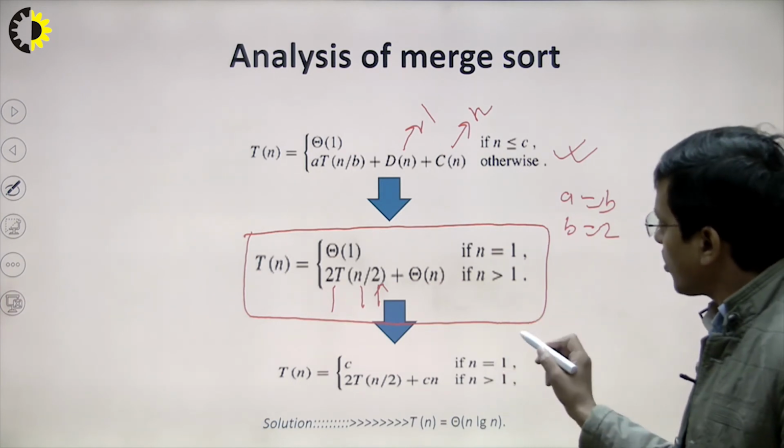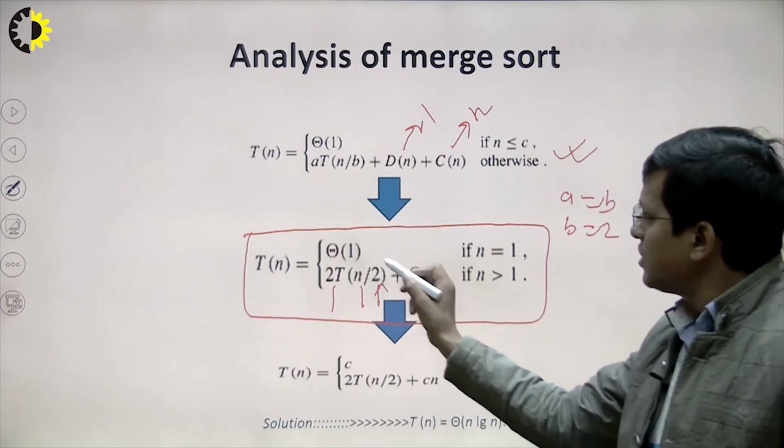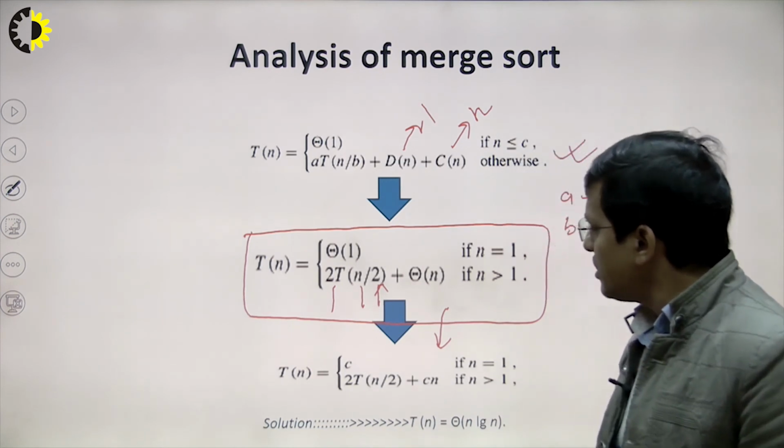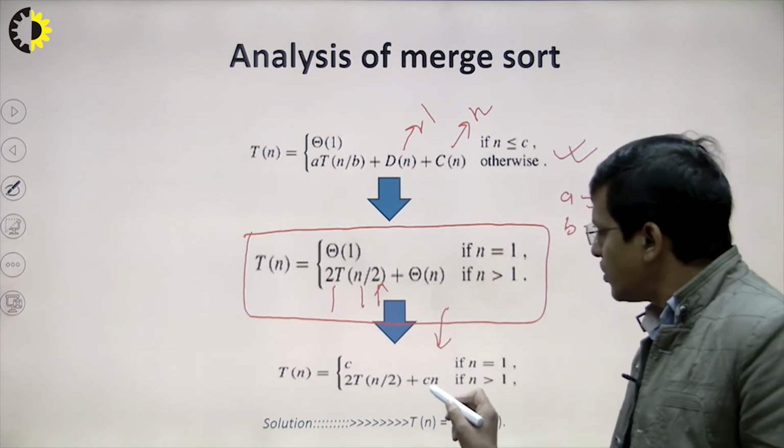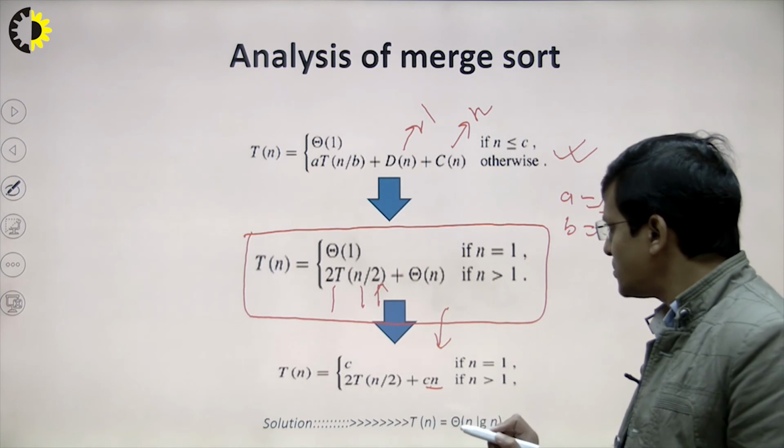Now we have to solve this problem. We can also transform it like this. This is the constant, so we just write c, and this is theta of n, so we just write c times n, constant into n times, right?